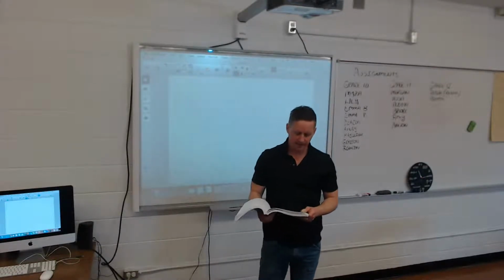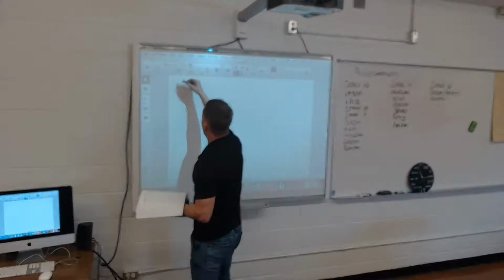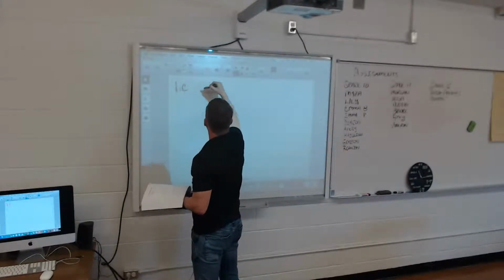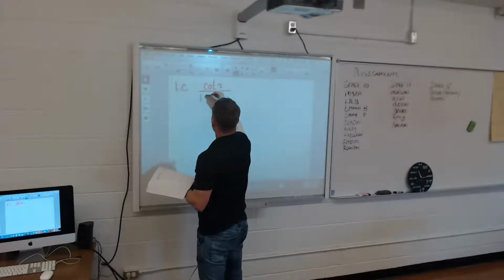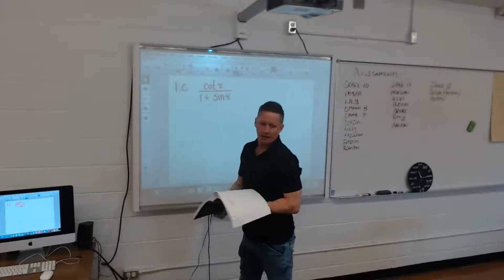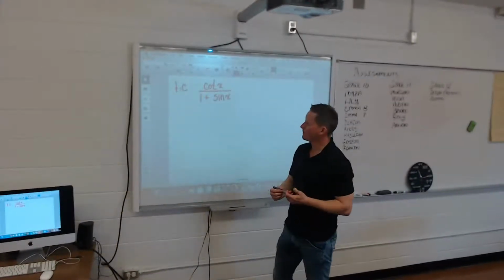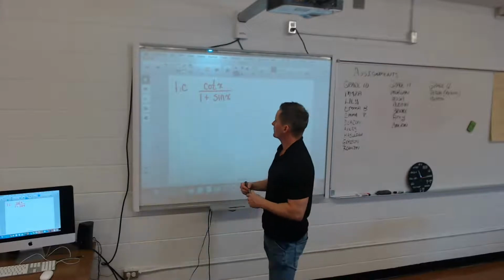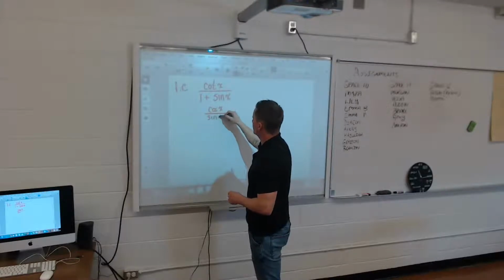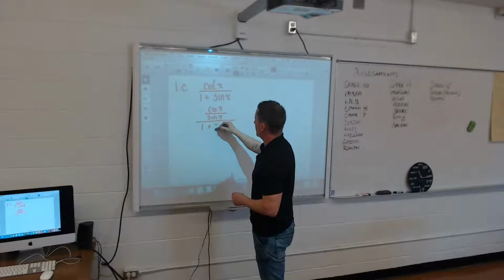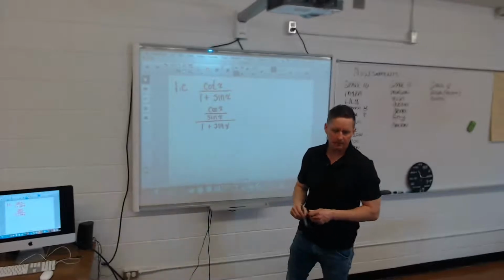Okay, so first thing it says is determine the non-permissible values of x in radians for each expression. So I'll look at 1C to begin with. Basically, what's happening here is I want to break it down into sine and cos if I can to start with. So cotan x is cos x over sine x, and all of that is over 1 plus sine x. Okay, so the non-permissible values.